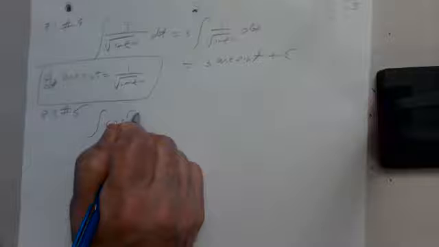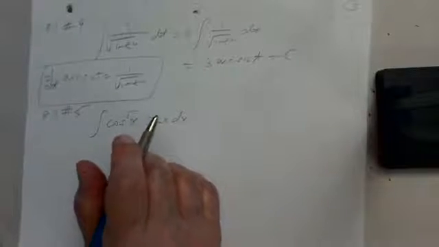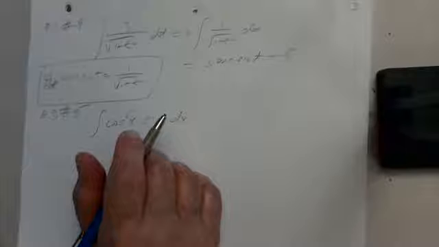Could we go over section 8.3, number 5? So that's the integral of cosine to the 5th x sine x dx. Is that the problem? I guess it's the same principle anyway, so it's fine.